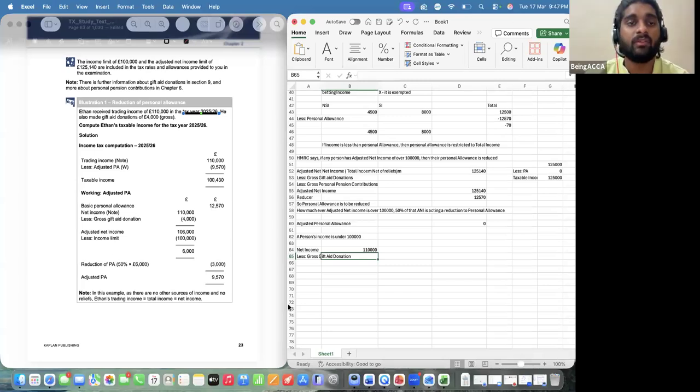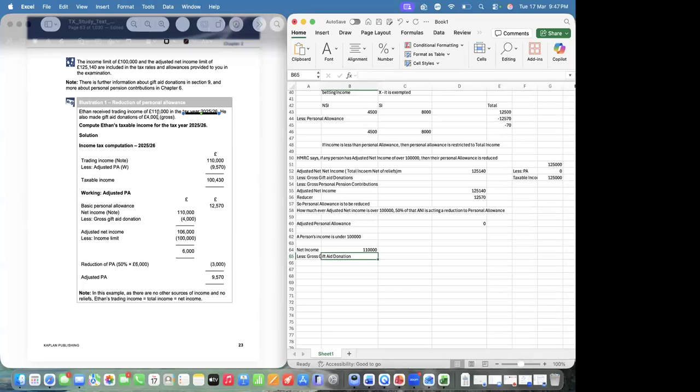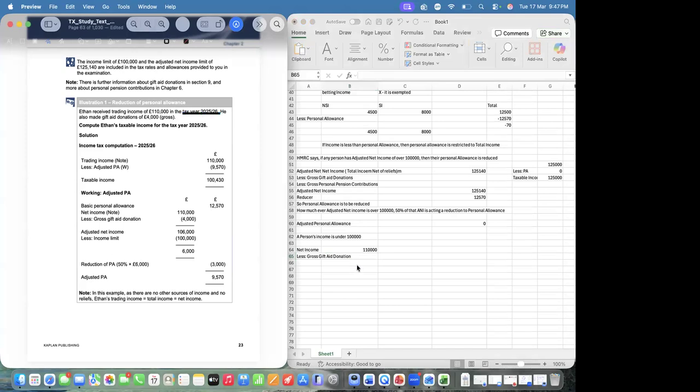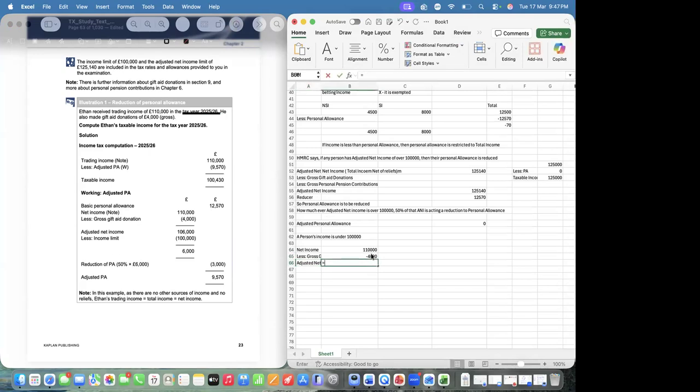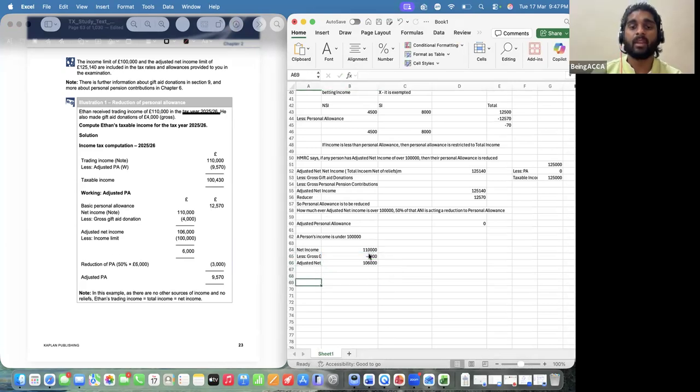Yes. So gross gifted donations, how much do we have right now? 4,000. Absolutely right. So it will be minus 4,000, which means adjusted net income would be 1,06,000. Correct? 1,06,000.